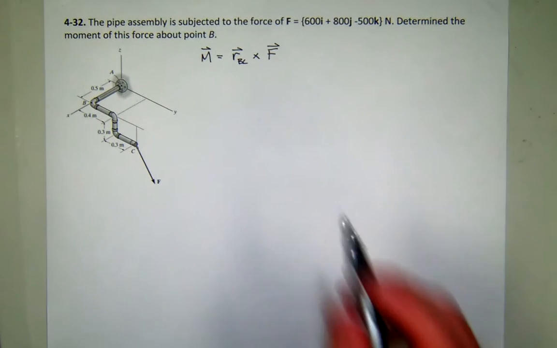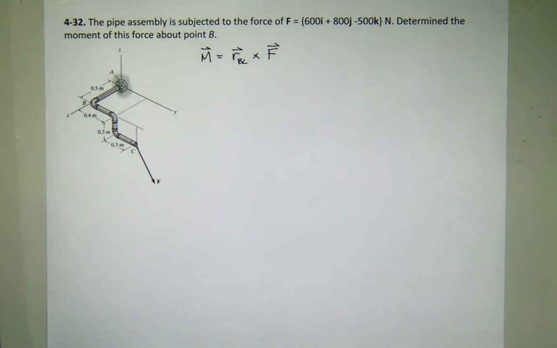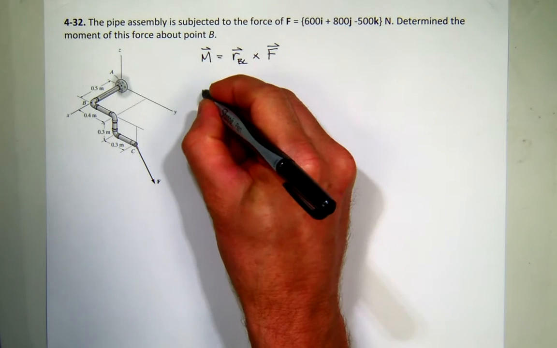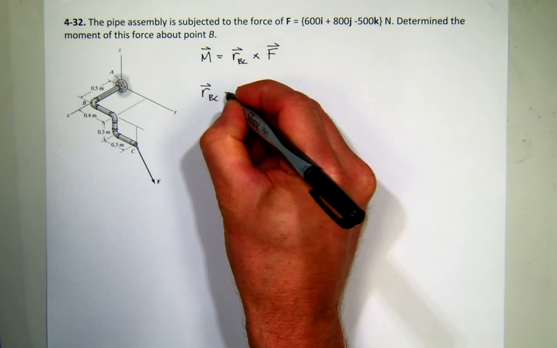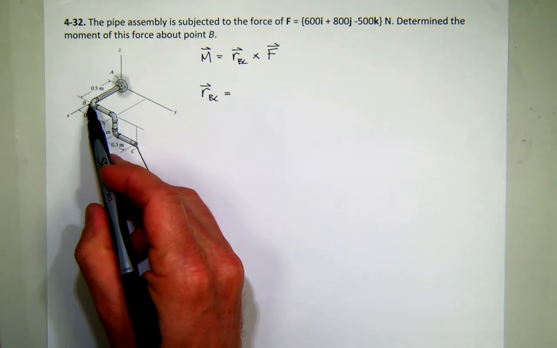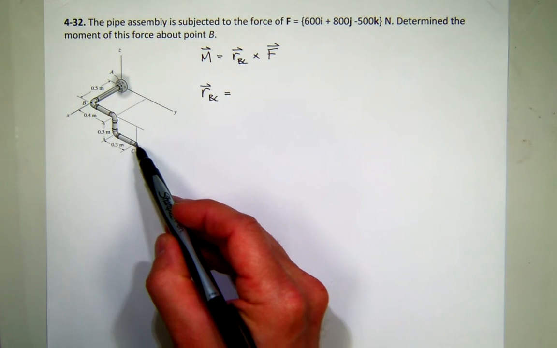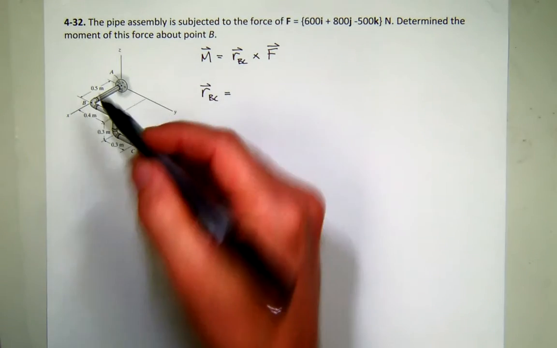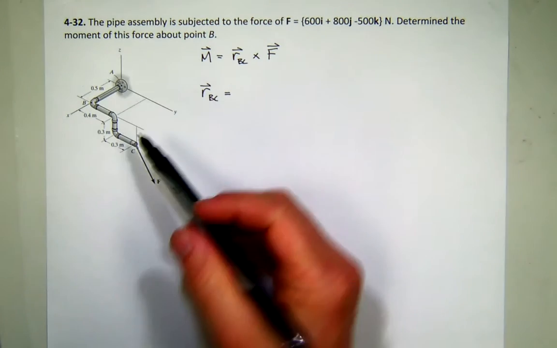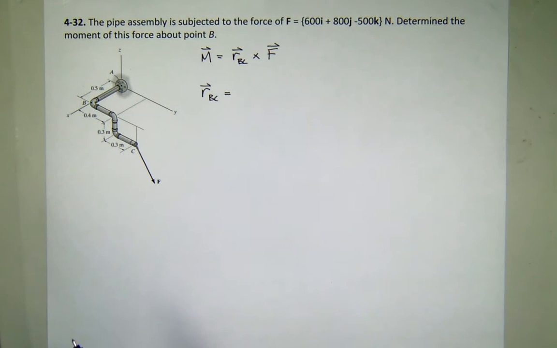F is given, I just need to construct a position vector. I'll do that first. So I want to go from B to C. So here's B. It looks like this pipe assembly is all in the same plane, in the YZ plane. So the change in X from B to C is 0. You guys see that?